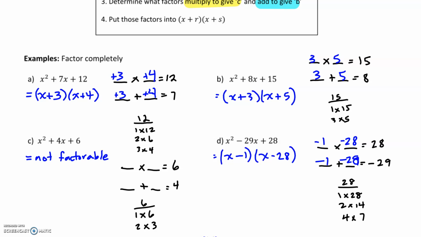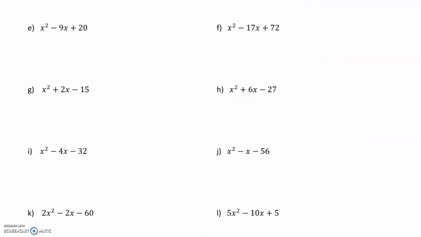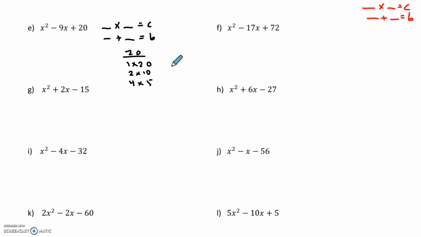All right, let's go to the next page. I'm going to put my reminder just at the top that we're always doing what times what equals the C value and what plus what equals the B value. All right, so we have x squared minus 9x plus 20. So what times what equals C, what plus what equals B, and I need the factors for 20. So we're doing 1 times 20, 2 times 10, 4 times 5. Okay, when I look at my B value, it's 9, so 4 and 5 are the factors that add to give me 9.